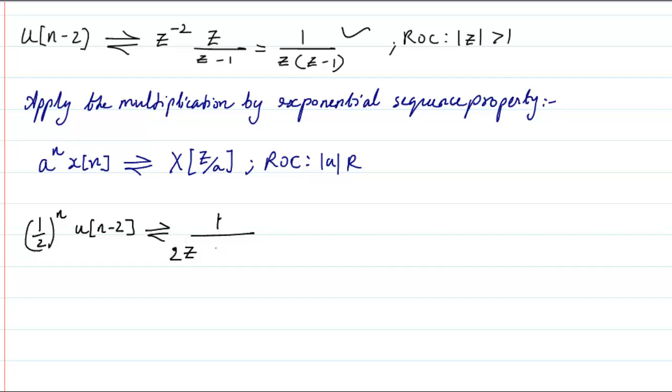Now what is a here? 1 by 2, which becomes 2z. Why? Because z divided by 1 by 2 becomes 2z, isn't it? So instead of z here I will just write 2z. So this is going to be 1 divided by 2z into 2z minus 1. In the ROC also, instead of z I will write magnitude of z divided by a, which is 1 by 2, which again becomes 2z. So I will straight away write 2z should be greater than 1, or z should be greater than 1 by 2.